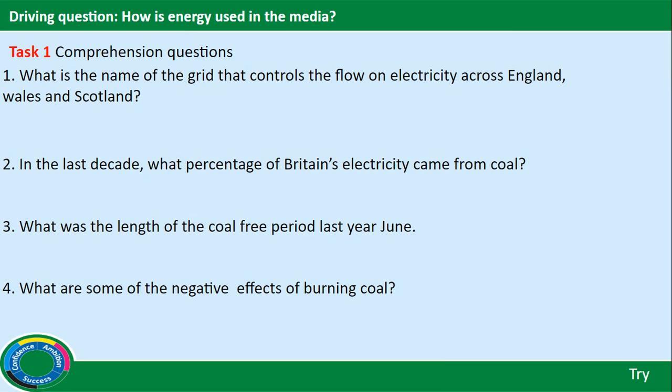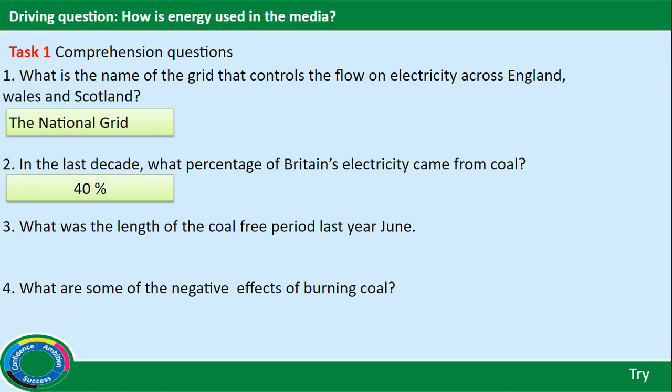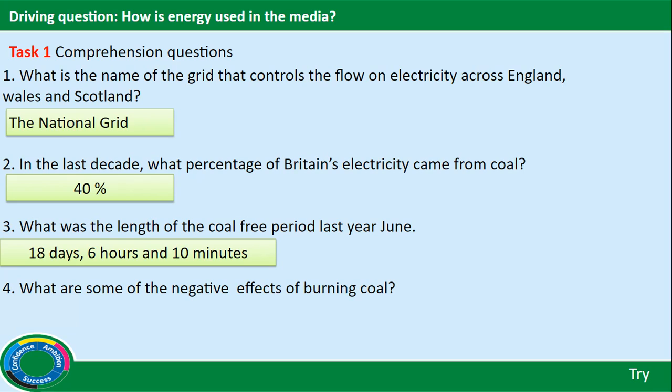Right. Comprehension questions. What is the name of the grid that controls the flow of electricity across England, Wales, and Scotland? That is the National Grid. Number two. In the last decade, what percentage of British electricity came from coal? 40%. Could you believe that? Almost half. Number three, what was the length of the coal-free period last year, June? That was 18 days, 6 hours, and 10 minutes.